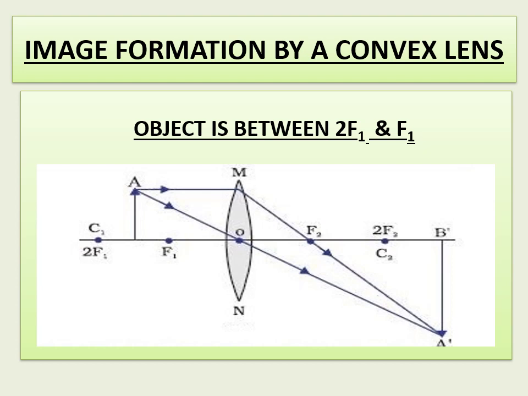So now coming to the fourth position, what is that? Between 2F1 and F1. So again the same story: lens, F1, 2F1, F2, 2F2. And this is your C2 and this is your C1. So the object is here, BA is your object. So again, here we have to take the same rules again.